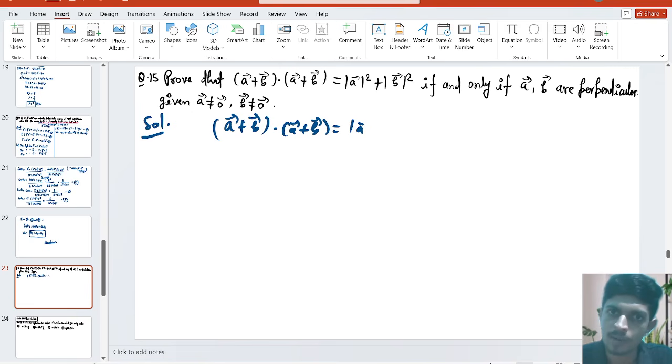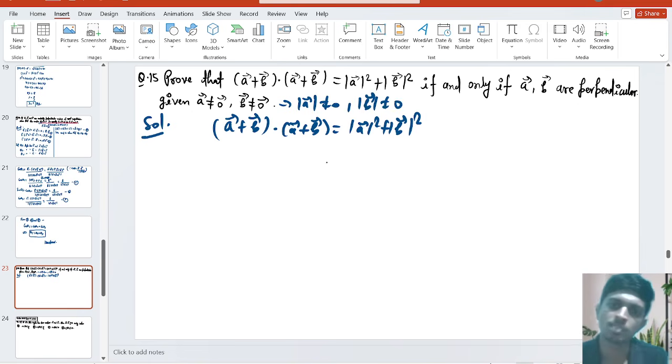Given that the modulus of vector A whole square equals the modulus of vector B whole square, provided that the modulus of vector A is non-zero and the modulus of vector B is non-zero, we need to prove that vector A plus vector B is perpendicular to vector A minus vector B. So taking this, vector A dot vector A equals what? Just multiply here.